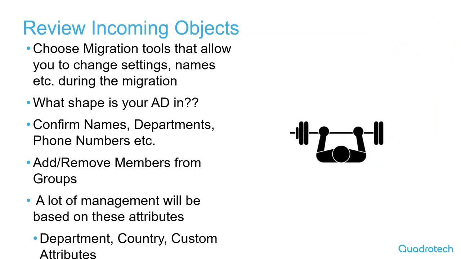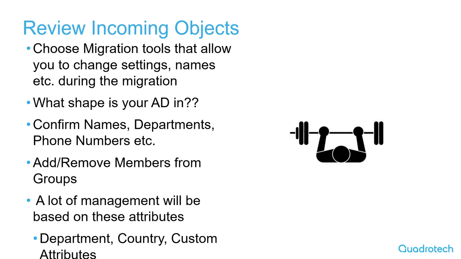One of the things is to review the incoming objects. Choose migration tools or processes or people, whatever you want to do, that allow you to change settings, names, etc. during the migration. You really have to think hard about what the current naming standards are, what the current group structures are, and generally speaking, what shape your Active Directory is in.